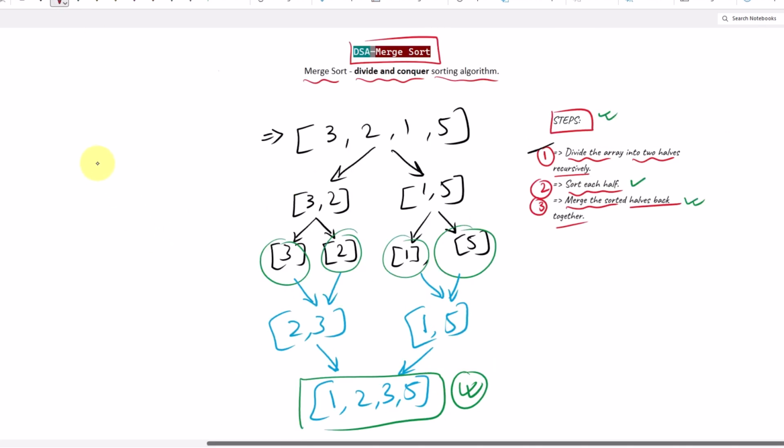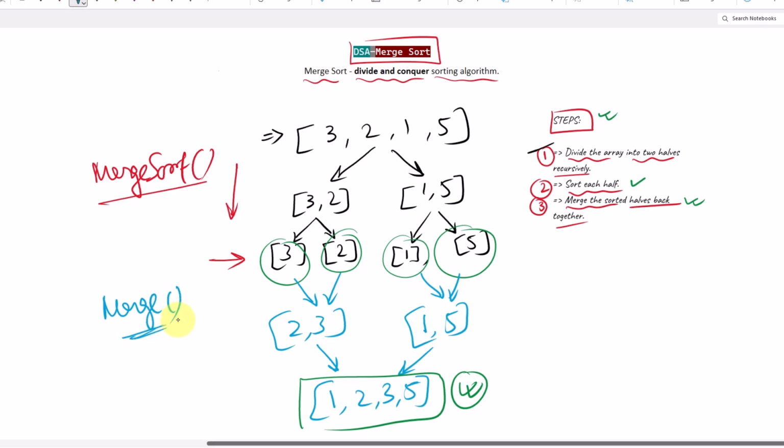So first of all, we call the merge sort function recursively. We divide the array into two halves recursively until there is only one element in the array. And after that, we call the merge function, and the merge function merges the sorted halves back together. And this way we get this sorted final output.